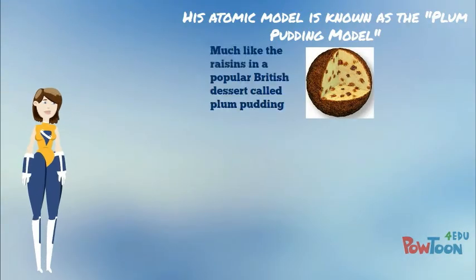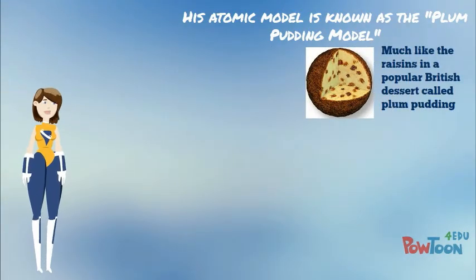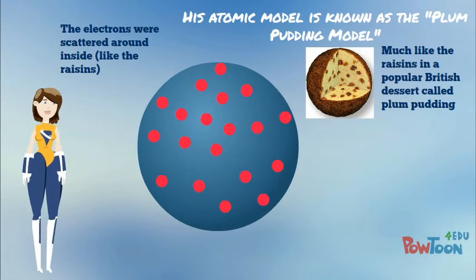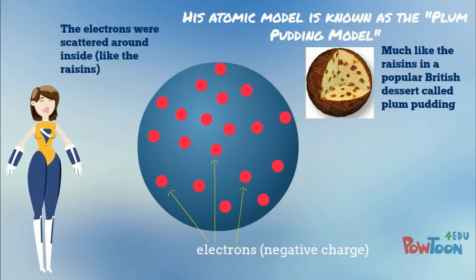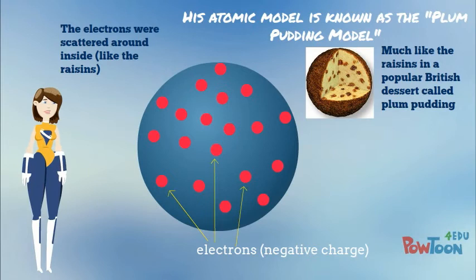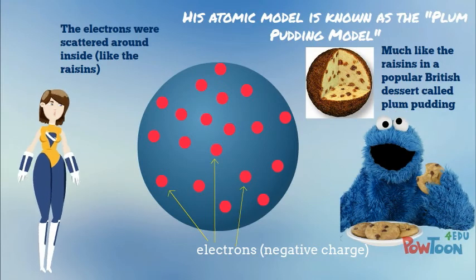His atomic model is known as the plum pudding model. Much like the raisins in a popular British dessert called plum pudding, the electrons were scattered around inside like the raisins. Me think it will look more like a chocolate chip cookie.